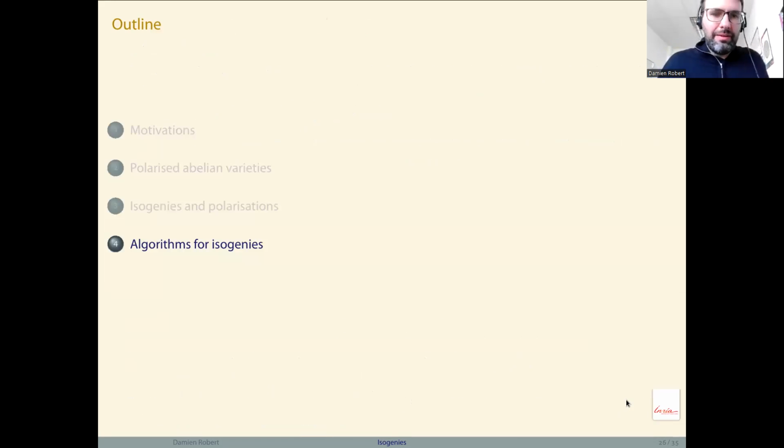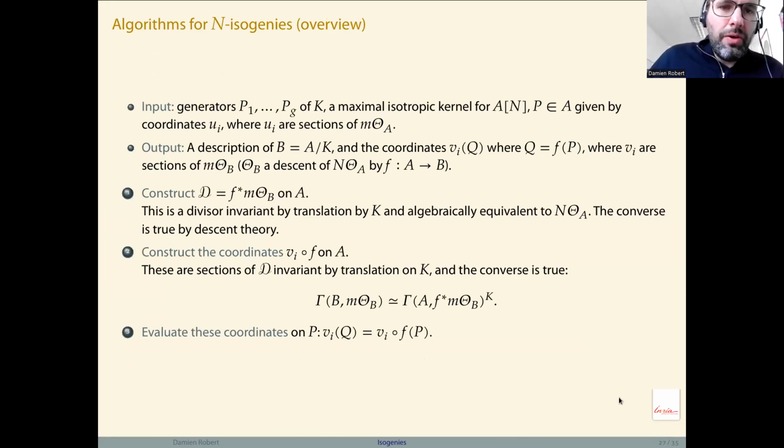Okay, so that was it for the theory. Now we'll try to look at more concrete details and algorithms. So what does an algorithm look like? Well, we have as input a kernel K, which is maximal isotropic in A[n], with P1, ..., Pg generators of this kernel, described by coordinates u_i. These coordinates will be given by sections of m θ_A, where θ_A is my principal polarization and m is going to be small, like 2, 3, or 4.